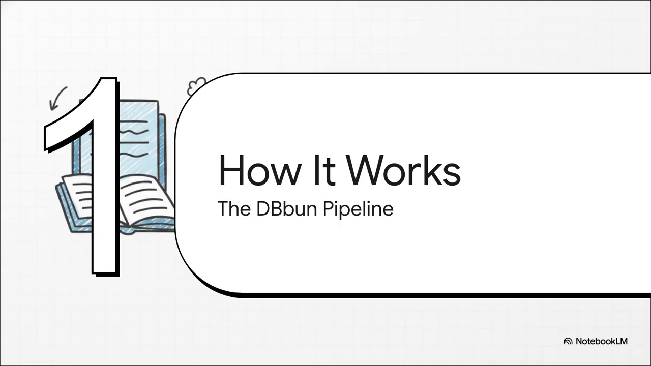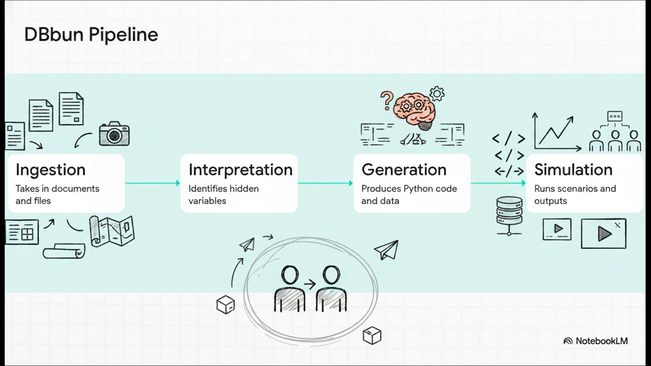Section 3. How the transformation works: the DBbun pipeline. You're probably wondering how this actually happens under the hood. Well, there are 4 distinct steps in the DBbun pipeline. First up is input ingestion, taking in the raw documents, images, maps, or technical files. Second is structural interpretation, where the AI systematically hunts down and identifies the variables, constraints, and logic hidden deep in the text. Third is executable generation, which produces actual runnable Python code and structured data. And finally, simulation and output, where it runs the scenarios and generates figures.